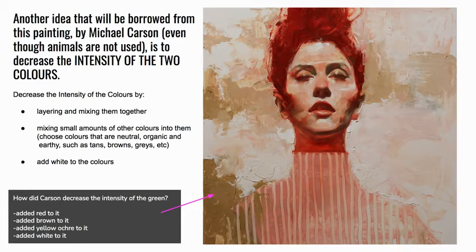Another way to lower a color's intensity is to add white to it, or you could add gray, or you could add colors that already have low intensity, like tans and browns, like earthy colors. So if you mix small bits of those colors into your main colors, you'll lower the intensity of your main colors.